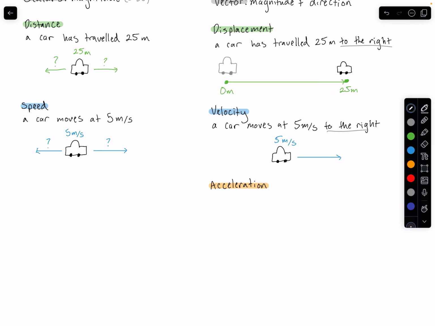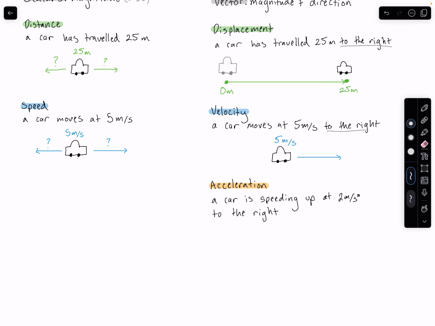So before I keep going on to that explanation, let's get into an example, because at least I learn best with examples. So a car is speeding up at 2 meters per second squared. That's a little funny of a 2. To the right.